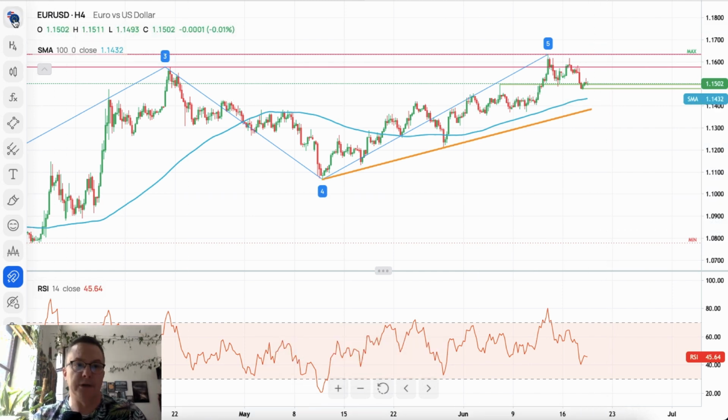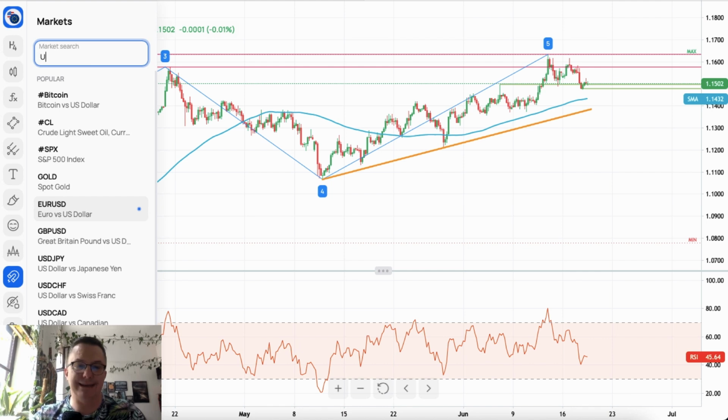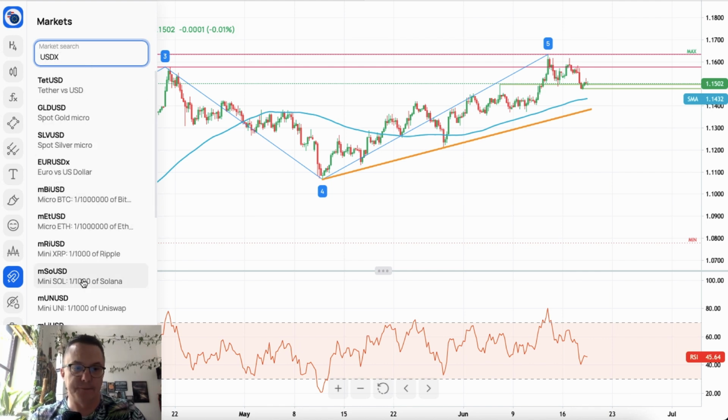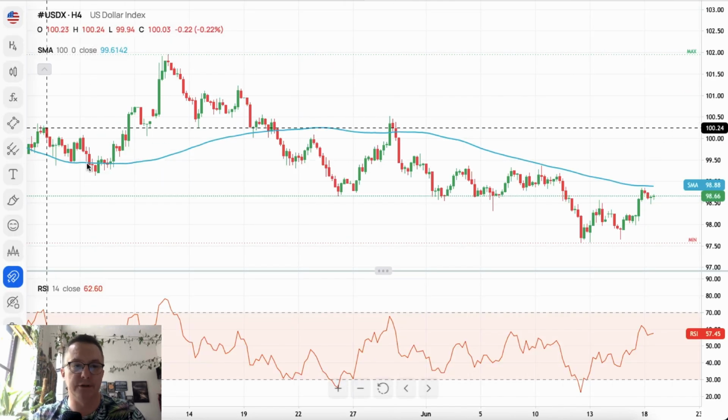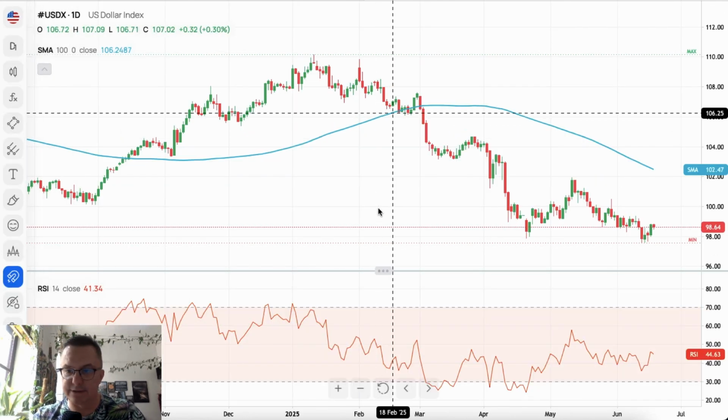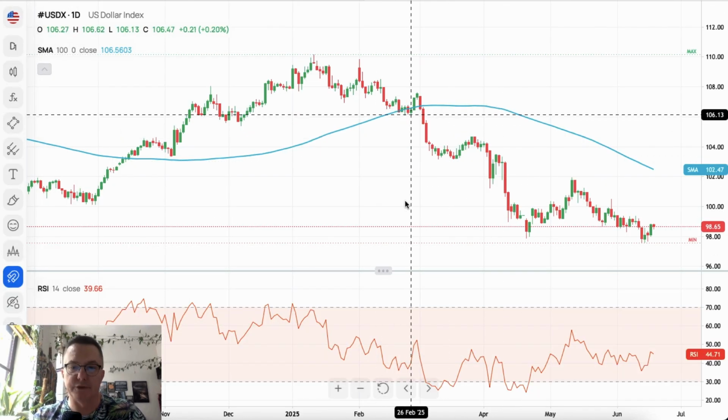So that's the euro dollar. Let's take a look at the US dollar index ahead of the Fed interest rate decision. Let me just grab it here. There you go, US dollar index. What is going on here? Let me just switch to daily because that might be quite important.